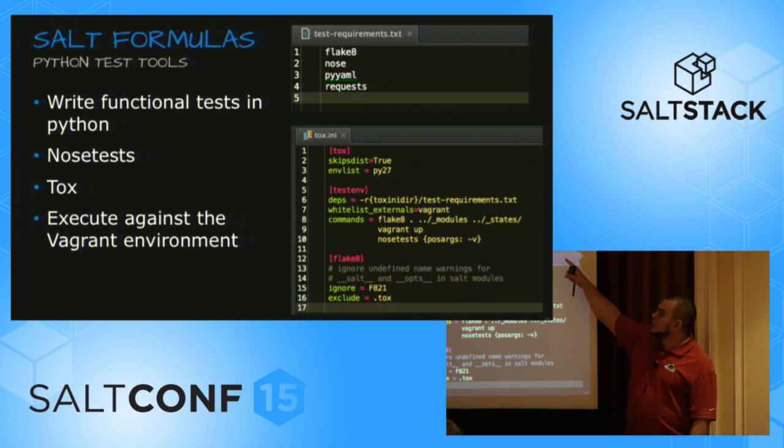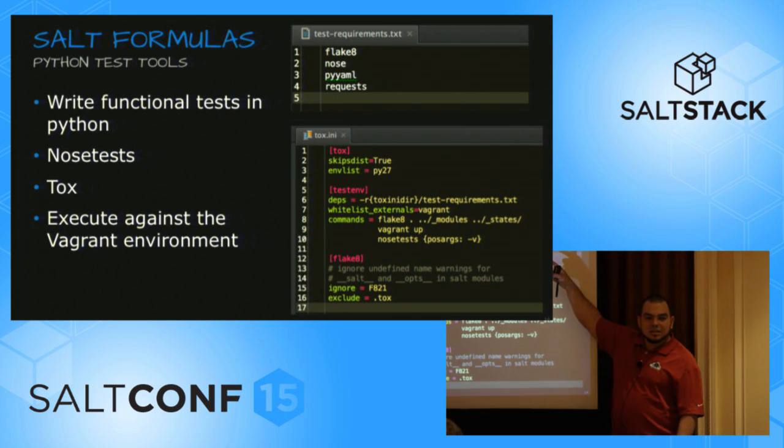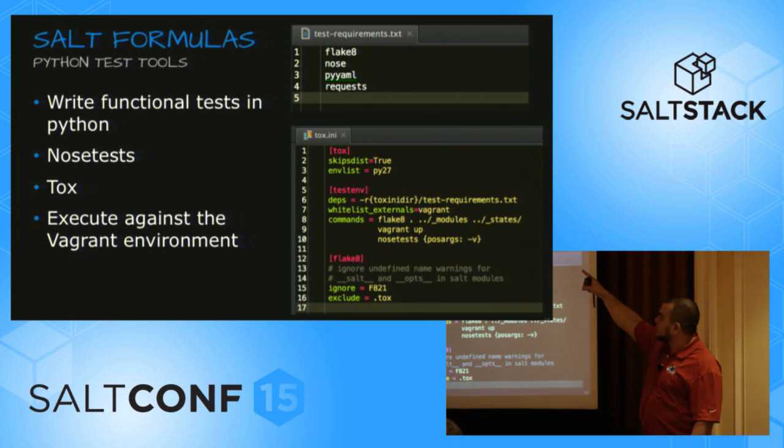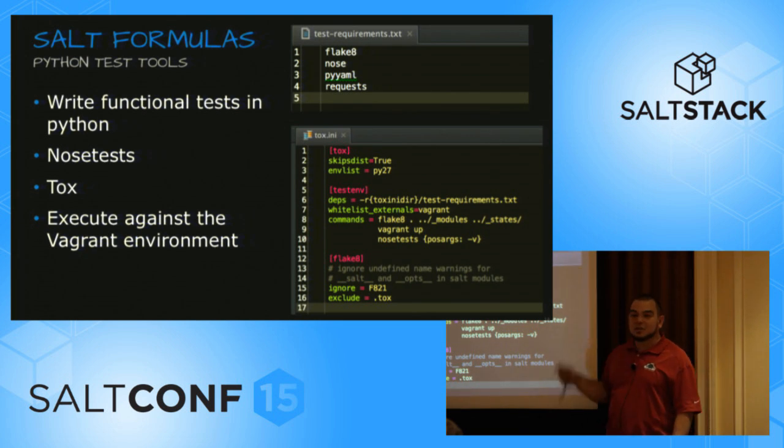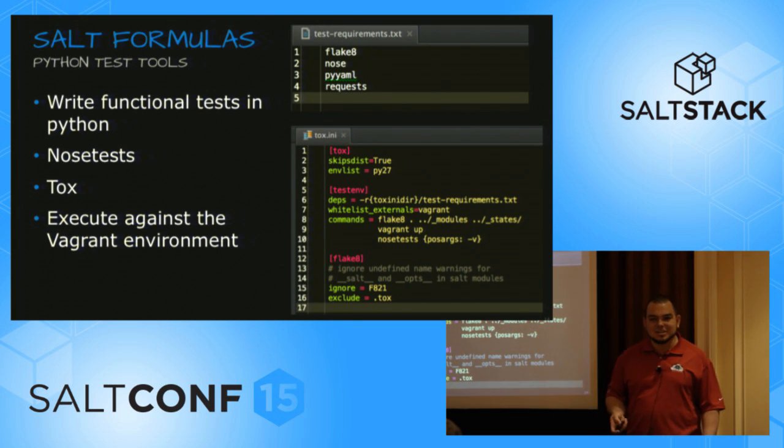I have Flake8 because I'm running some lint against the custom modules and states that I wrote. I have nose because that's what I'm using to sniff out the tests. For this particular example, I had PyYAML because I was loading some YAML to test configs I had provided. And I had the requests library because in some of my functional tests, I'm hitting some REST APIs and checking configurations over HTTP. All those have to be installed in order for that to build.